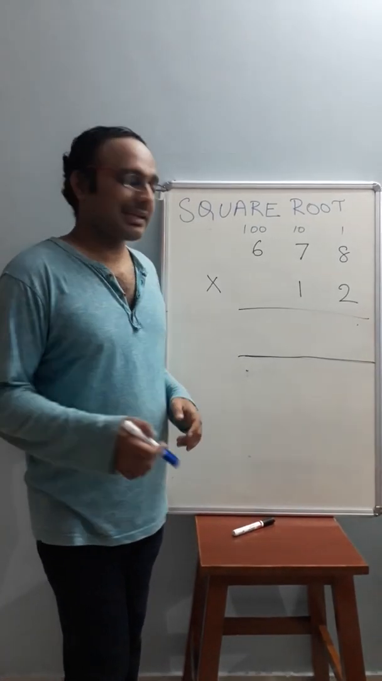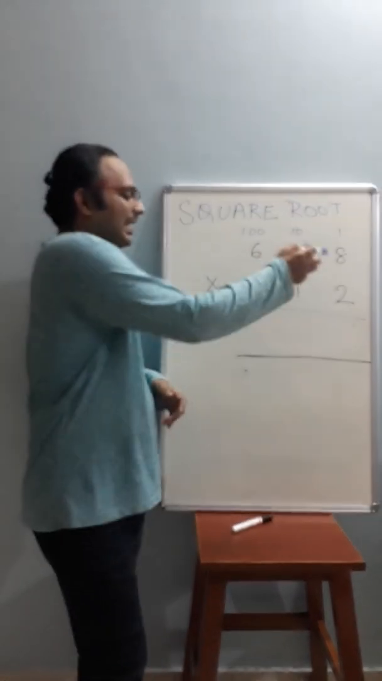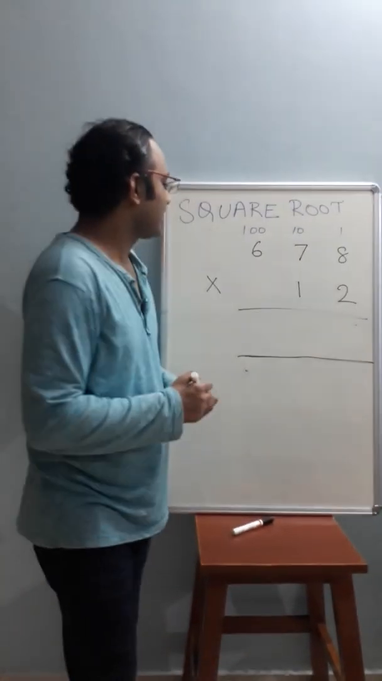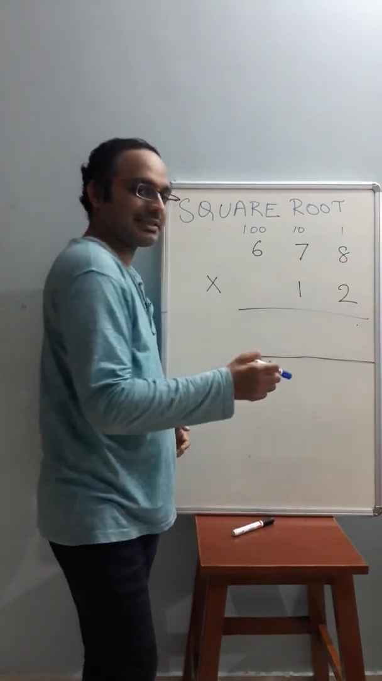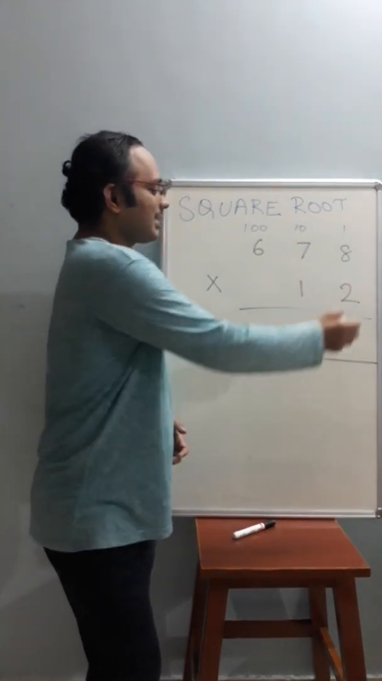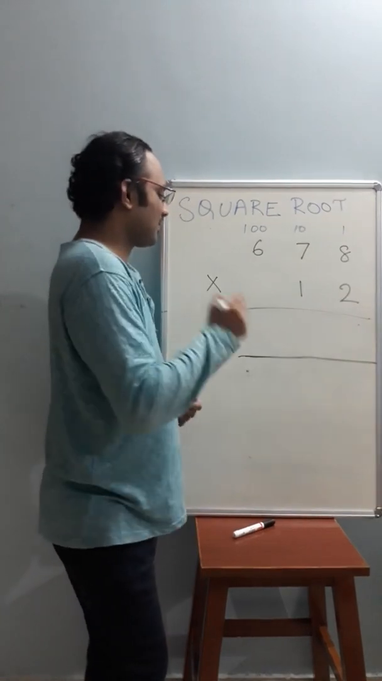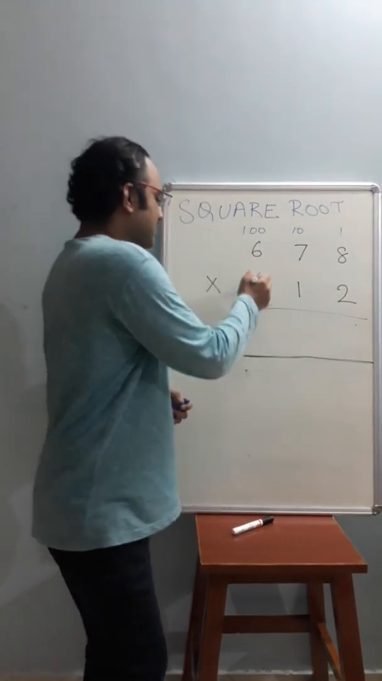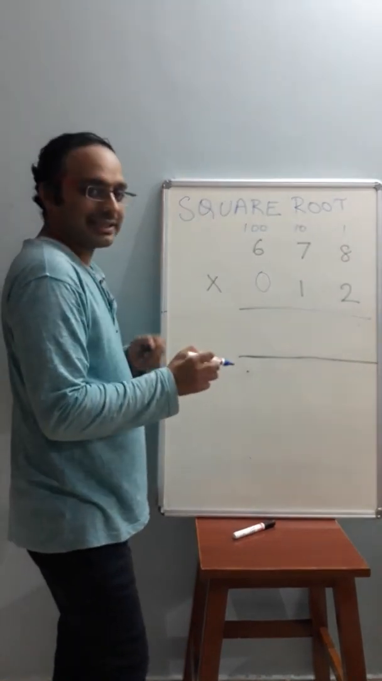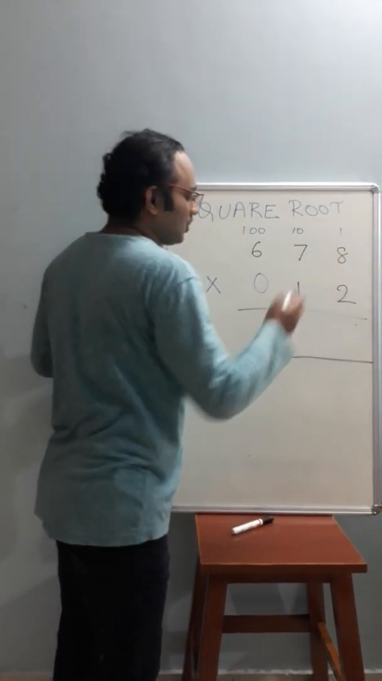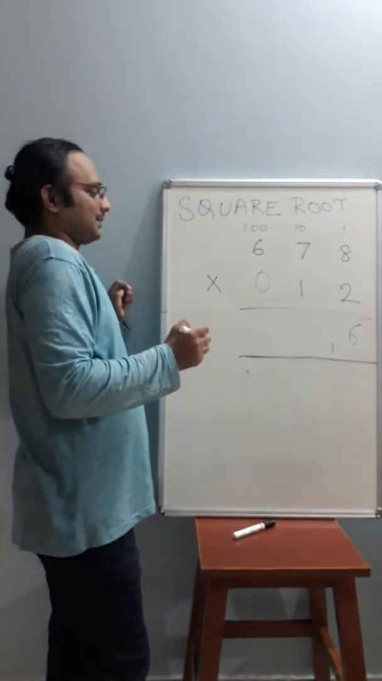Let's consider another example. 678 into 12. Here we have 6 in hundreds place, 7 in tens place, 8 in units place, 1 in tens place and 2 in units place. So we don't have any number in hundreds place, we can write it as 0. Now, to find out the digit in units place, 8 into 2, which is 16, we write it 6 here and 1 would go as a carry for the tens place.